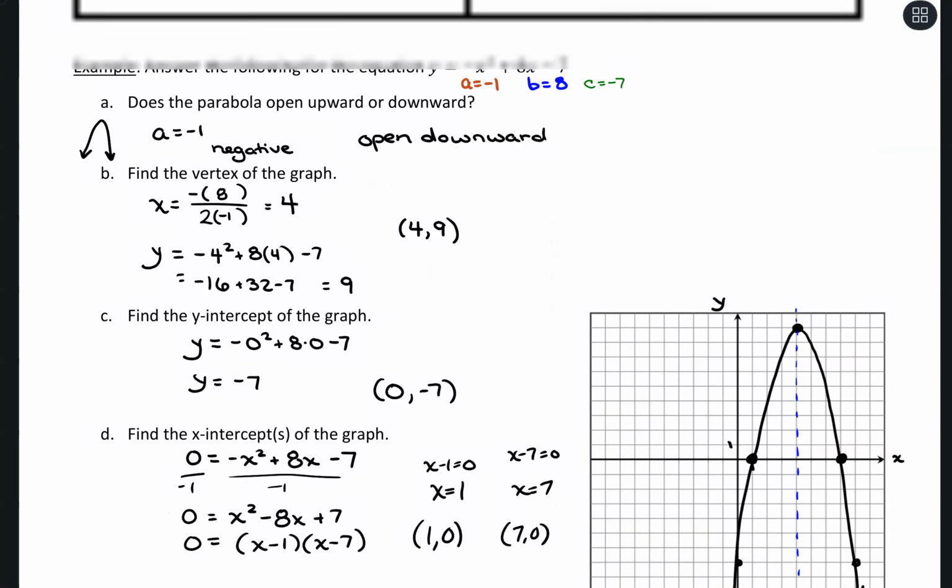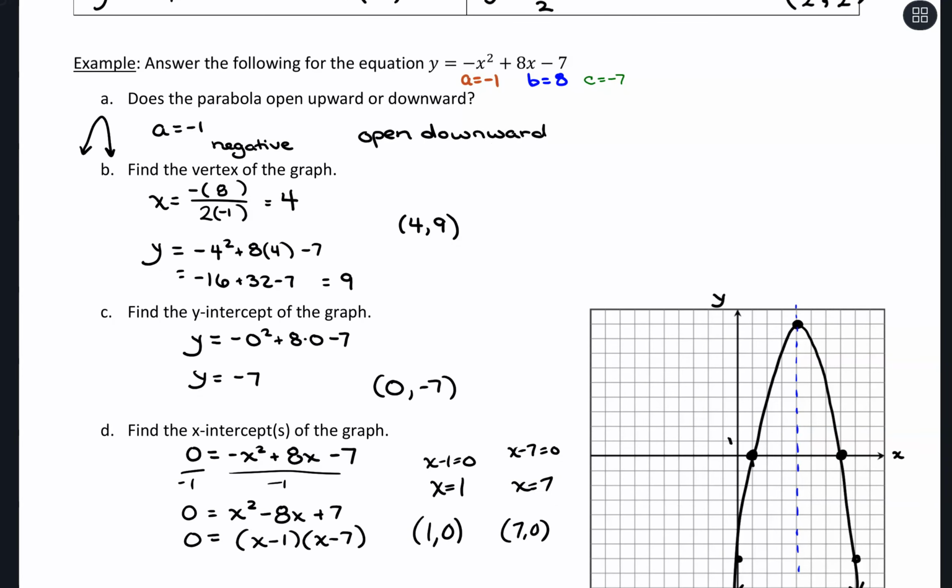Okay, so there's our properties for how to find the vertex as well as other features of our quadratic equations.